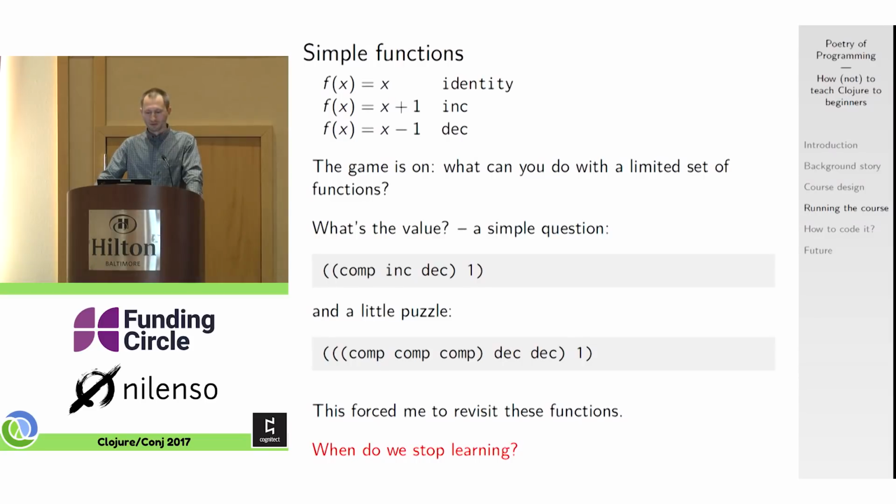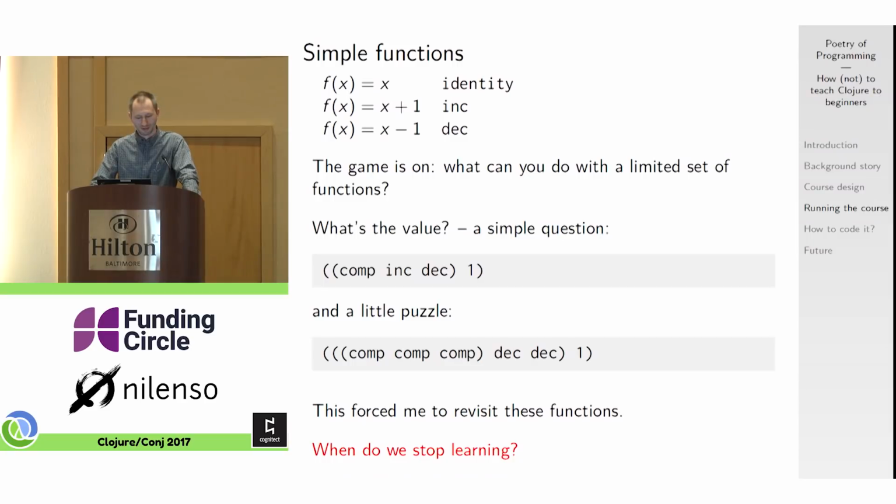Starting with simple functions, the identity is the most important simple function, and of course just doing a bit of arithmetic. And then the game is on. So what can you do with a limited set of functions? You want to start with a very small set of functions. I had to sit down and think about how to put these together. So this is sort of a koans style game. So what's the value if you compose increment with decrement? Of course, that's an identity for numbers.